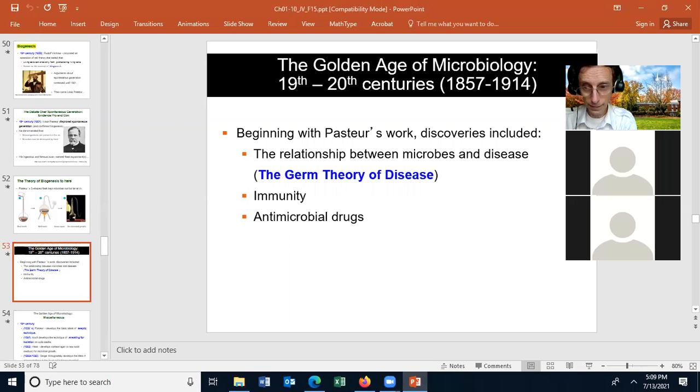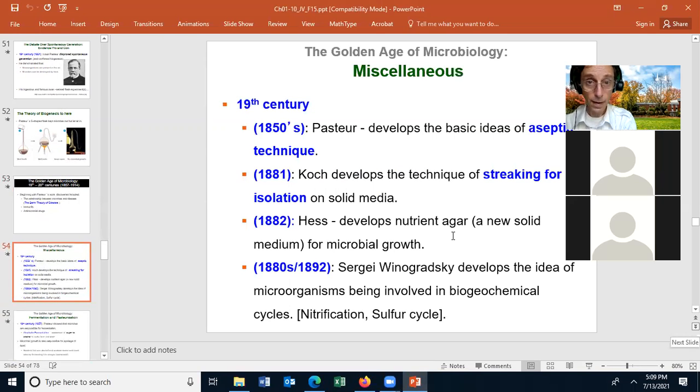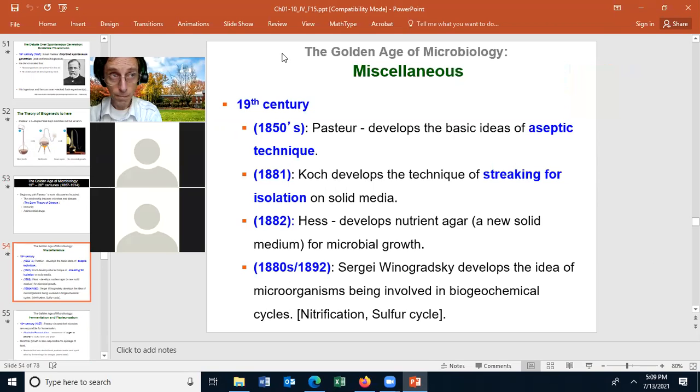Getting started on the topic. A lot of discoveries happened after Louis Pasteur's work, showing that microbes came about through other microbes. First of all, Pasteur developed the basic idea, aseptic technique, and that you can grow microorganisms in a pure culture when you're using aseptic technique, keeping the culture pure.